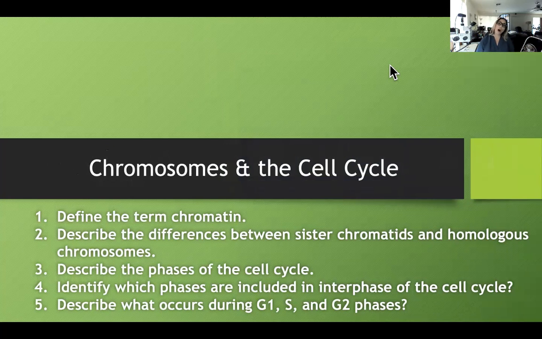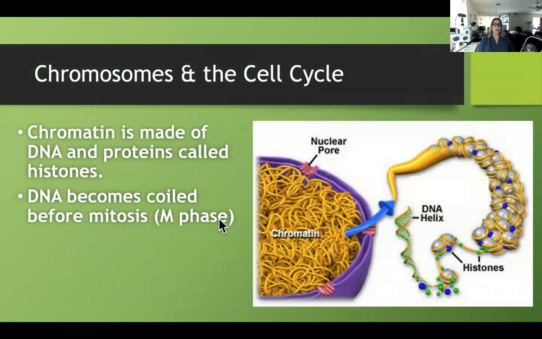Okay, so the next topic for this video are chromosomes and the cell cycle. So we're going to talk about chromatin, the difference between homologous chromosomes and sister chromatids, the phases of the cell cycle, the part that we call interphase, and the phases inside of that or included in that. So first, let's talk about chromatin.